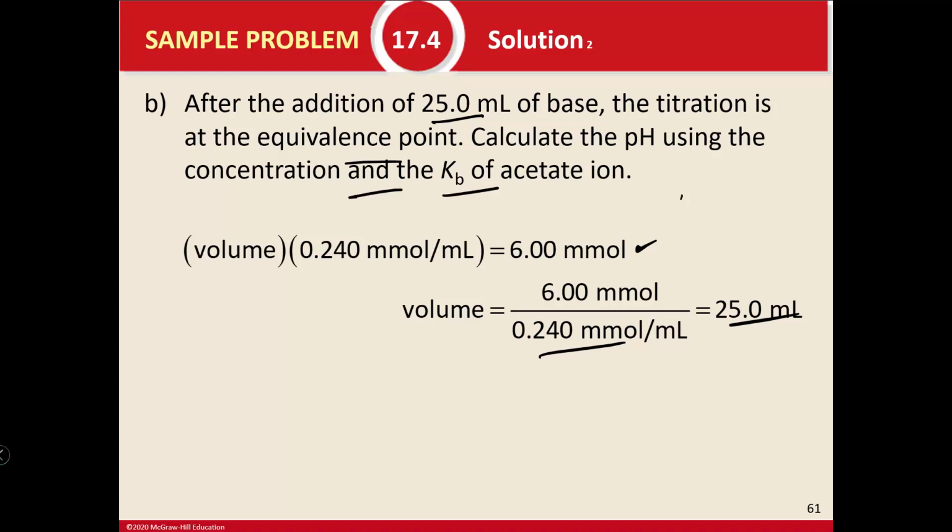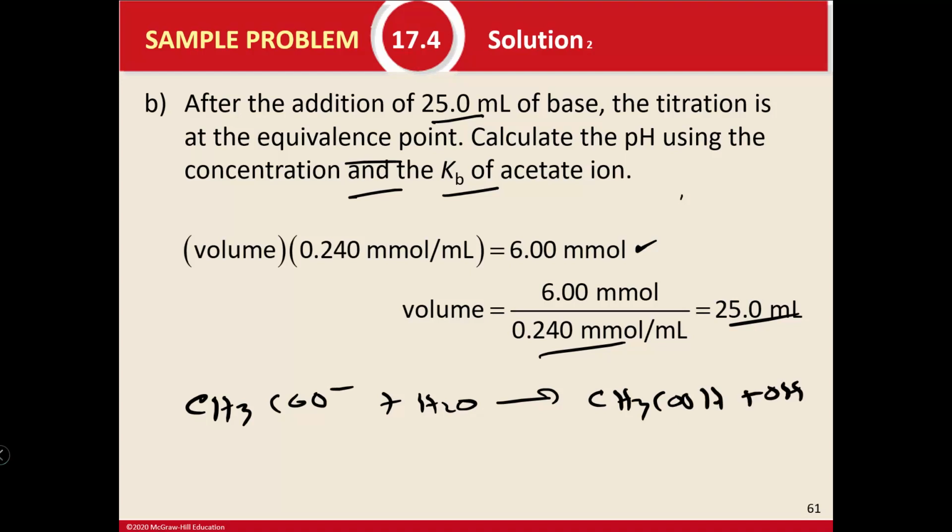So at the equivalence point, what we have is the acetate ion reacting with water to form the acetic acid, but it's in its molecular form, plus the generation of the hydroxide ion. So this solution is going to be basic, and that's why they tell you you need the Kb of the acetate ion to solve this problem.